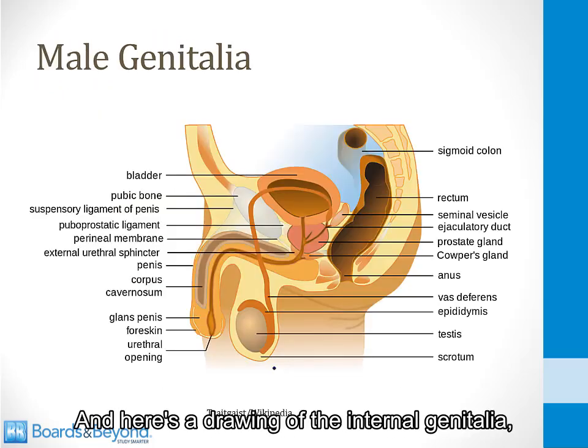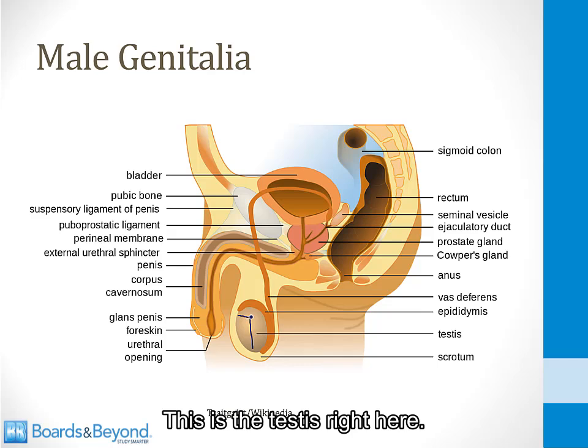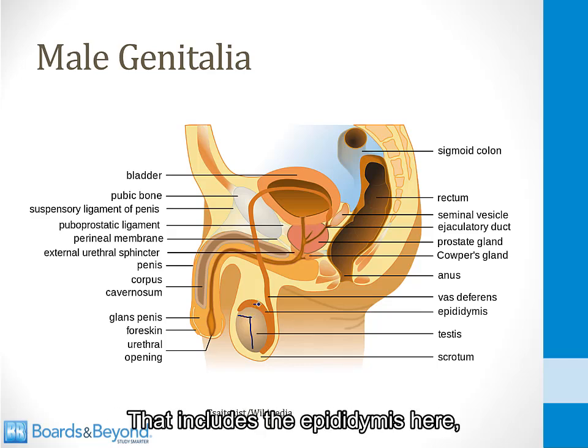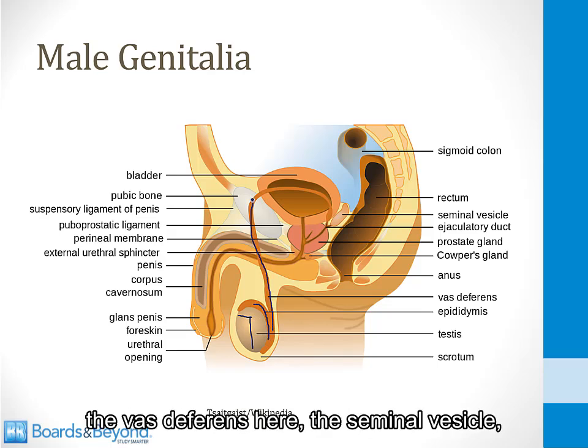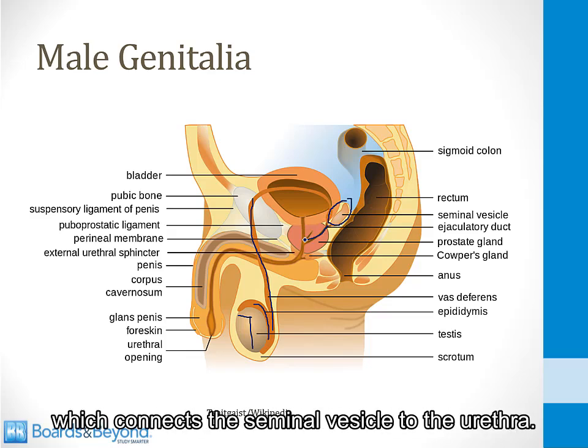And here's a drawing of the internal genitalia like you can find in your textbooks. This is the testis right here. And then I'll highlight all the structures that come from the mesonephric duct. That includes the epididymis here, the vas deferens here, the seminal vesicle, this gland which sits behind the bladder, and also the ejaculatory duct which connects the seminal vesicle to the urethra.